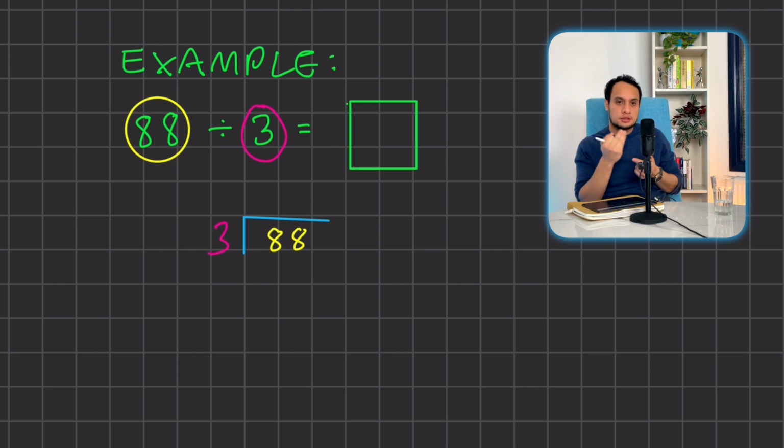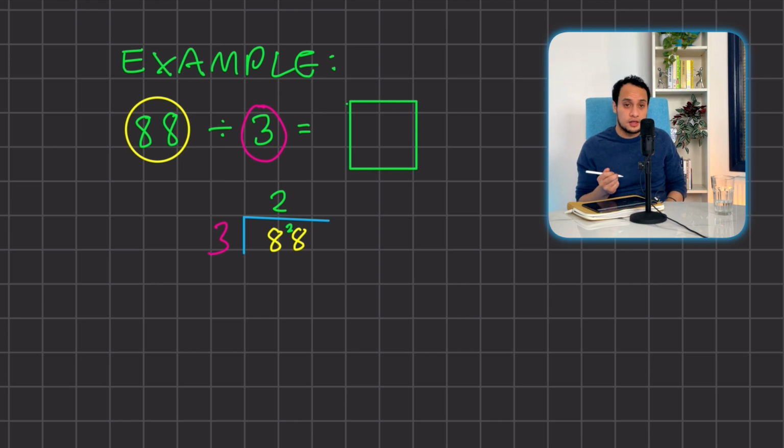So 3, 6, 9, 12, 15, and so on. I've got to work out how many 3s are in 8. There are 2 3s in 8, so I'm going to put 2 on top of my bus stop like that. But there's 2 left over because I haven't reached 8 yet. So I'm going to put 2 next to it like that. And you can see I've got 3 into 28.